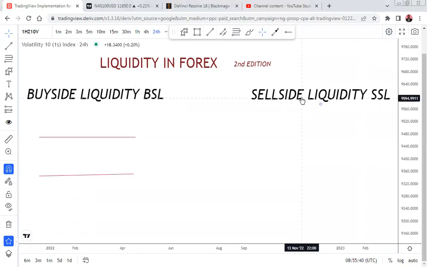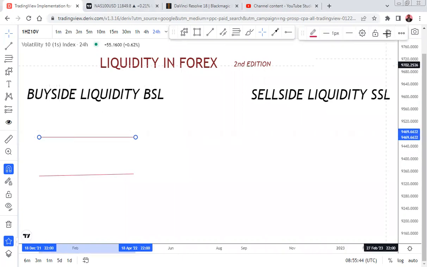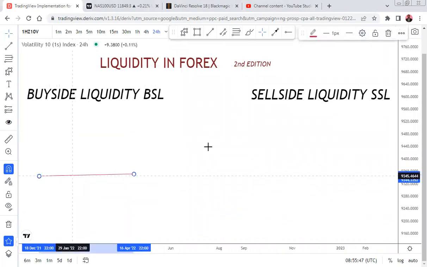In this second edition, as I stated earlier, I'll focus on buy-side liquidity and sell-side liquidity.